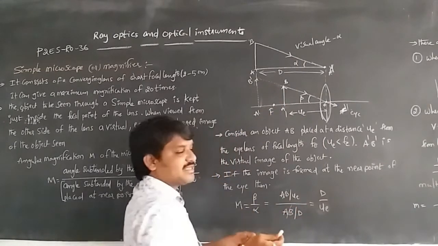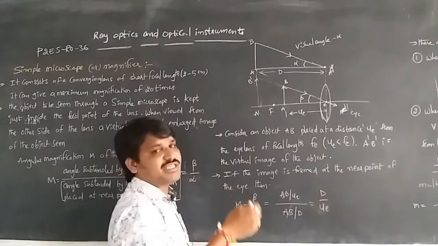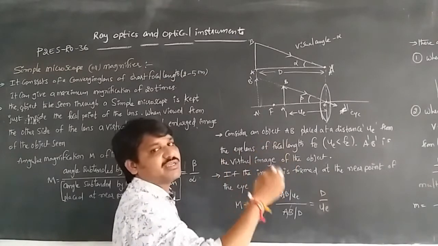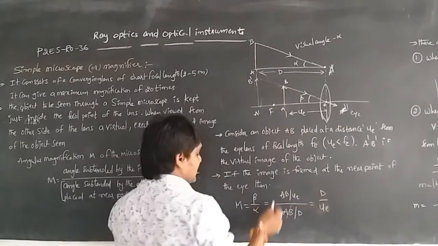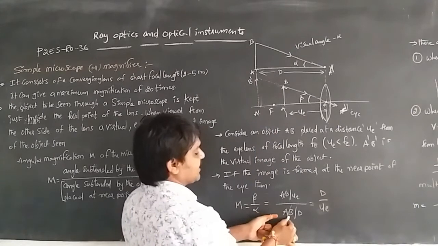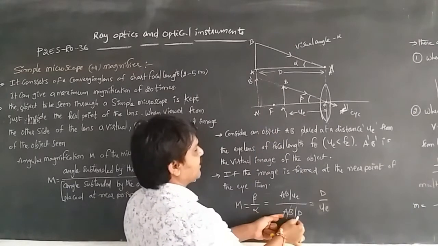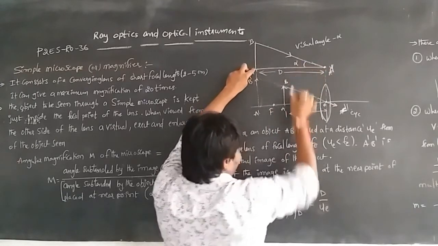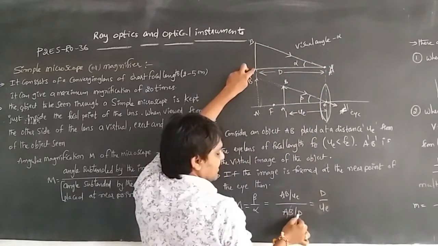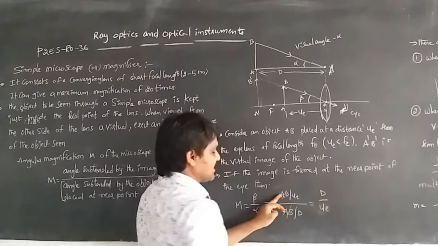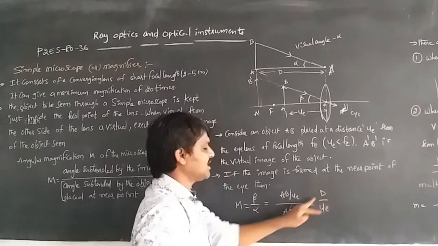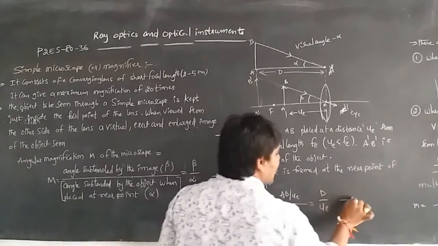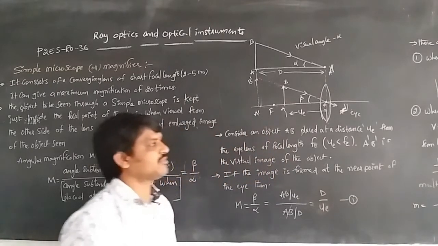When we see with the naked eye, the object is placed at the distance of distinct vision, the near point, D. That is alpha. So we take the tangent: alpha is AB by D. Then m is equal to beta by alpha, and by cancelling AB we get D by u_e as the angular magnification.